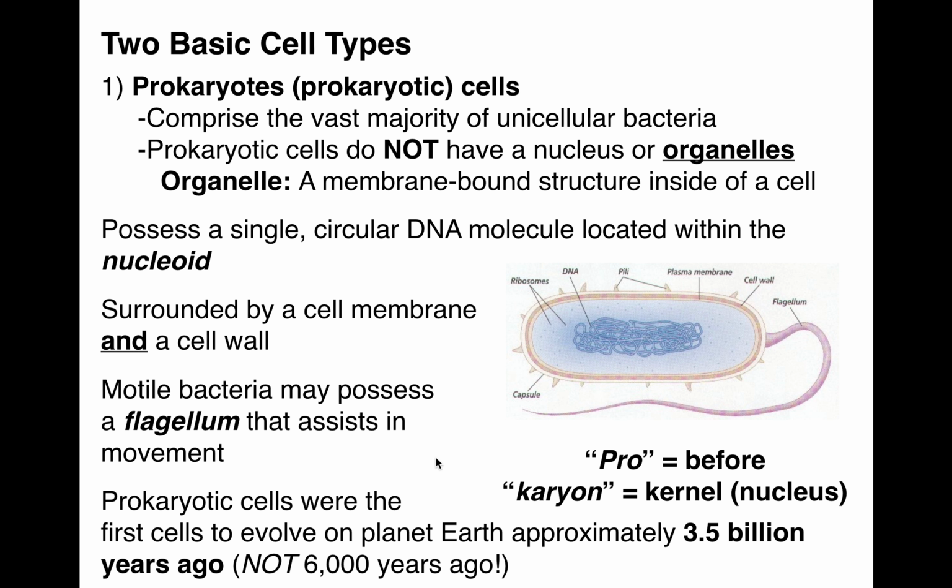Prokaryotes are believed to be the first type of cell to exist on planet Earth. Those cells appeared approximately 3.5 billion years ago. And as we move through this unit, we'll look at some of the factors that would have given rise to the first cells, which were all prokaryotic in nature. But we'll get there as we move through the unit together.